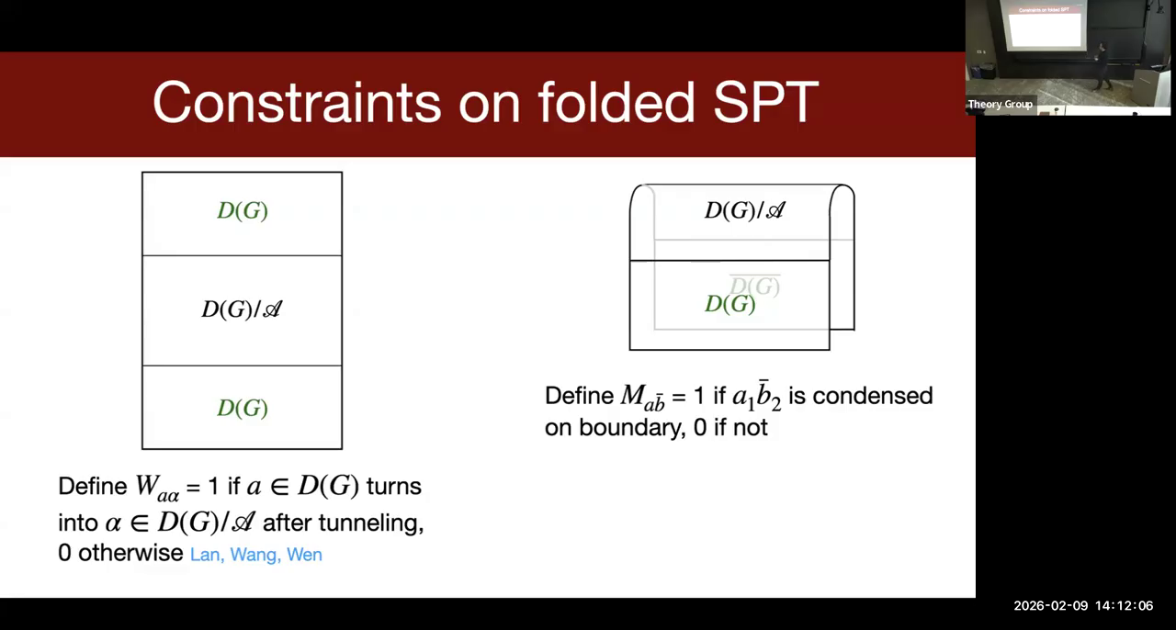Okay, on this right-hand side, for simplicity, let me first talk about the abelian case. So we'll define a different matrix M. This will be M_{A B-bar}, to be 1 if this combination A1 B2-bar is condensed on the boundary, and 0 if not. So here I'm imagining A on the one layer and B on the other layer. If they meet up and annihilate each other at the top boundary, then this matrix element is 1.